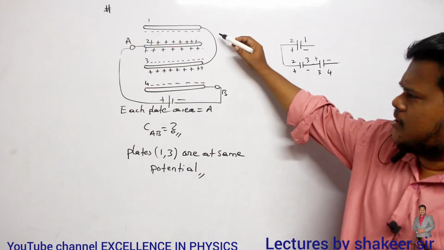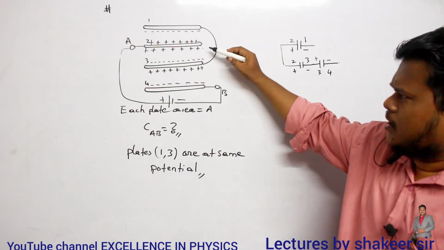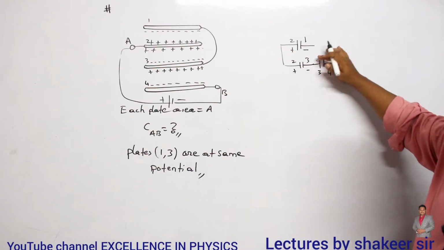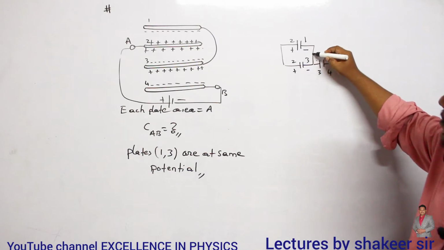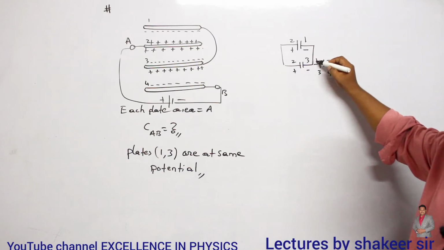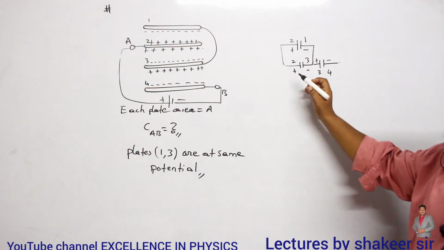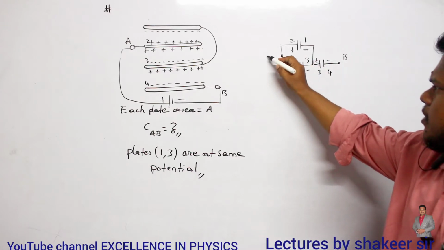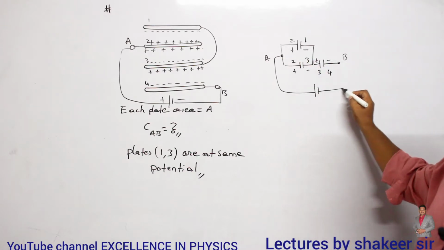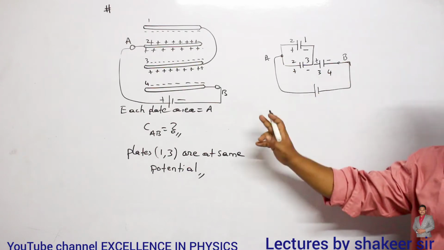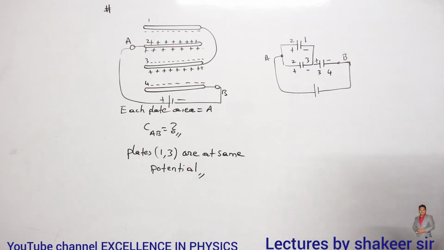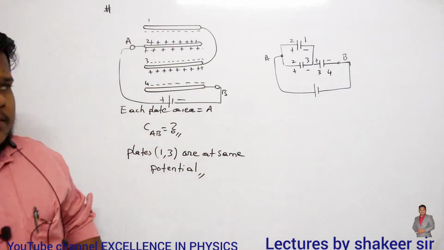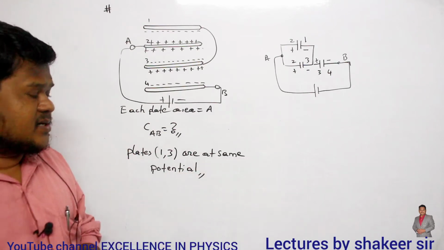Now what are the plates which are connected by a wire? 1 and 3 are connected. What is the meaning of this? It means 1 and 3 are at the same potential. So this is how I can draw this circuit. This is plus and this is minus. Next to 3 and 4, here I have point B, here I have point A. So A and B are connected to a battery. So this is the arrangement of our circuit. Have you understood this arrangement? If you practice some problems you will easily understand the arrangement.